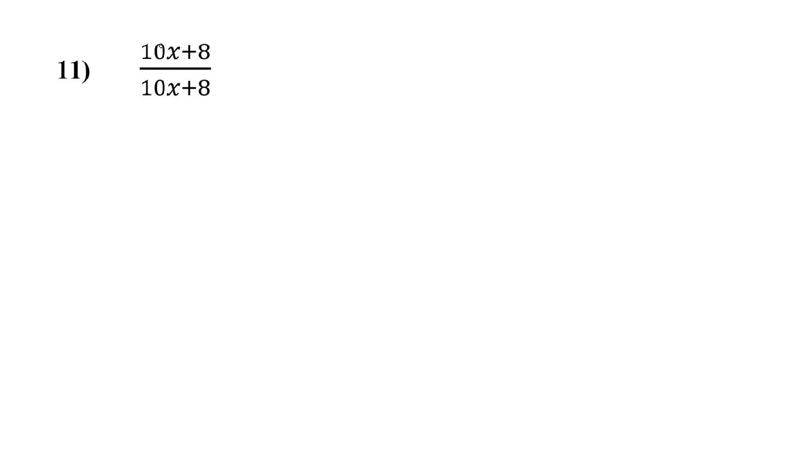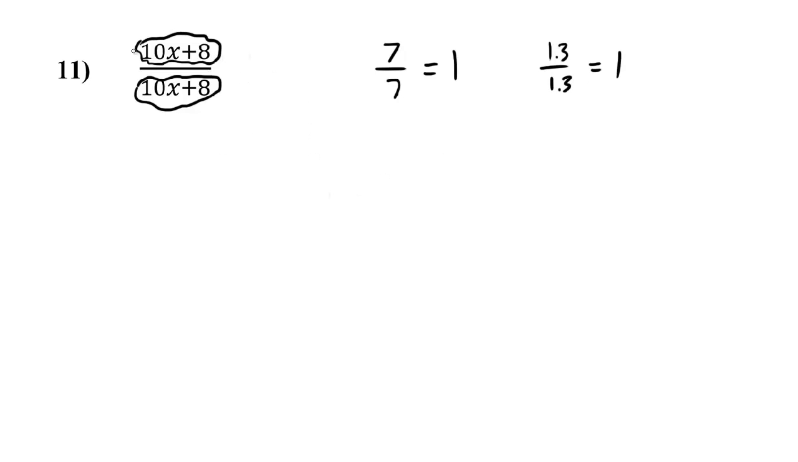For question 11 we have 10x plus 8 on top. We also have 10x plus 8 on the bottom. Anytime we have something on top that is also on the bottom, for example, if we had 7 over 7, you can simplify that and say 7 over 7 is 1. If you had 1.3 over 1.3, that is just 1. It works the same for polynomials. If we have 10x plus 8 over 10x plus 8, we know that that has to equal 1. The only thing we have to do with this is state the restriction. So our answer is 1.